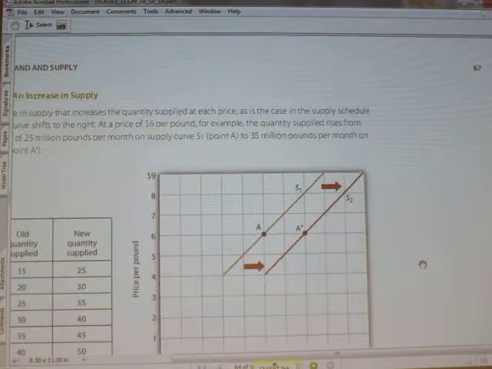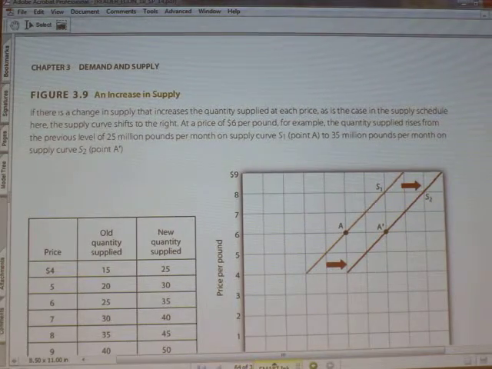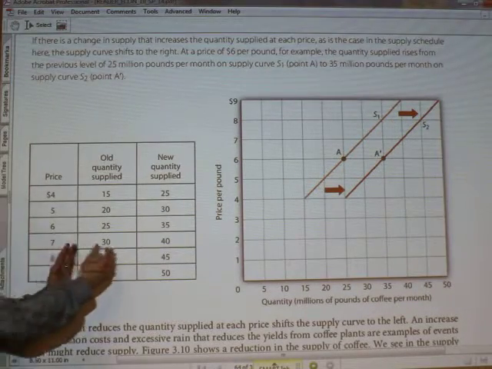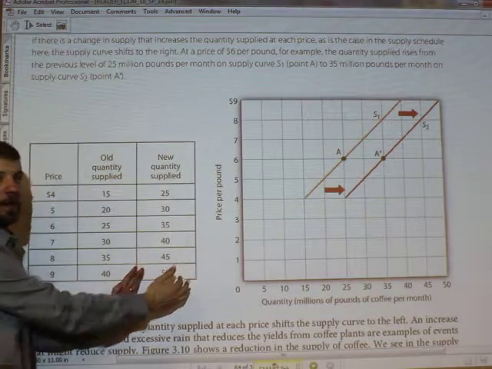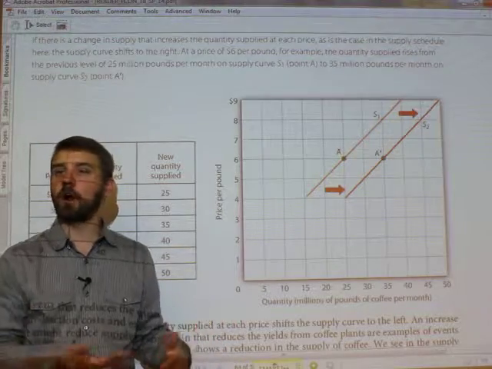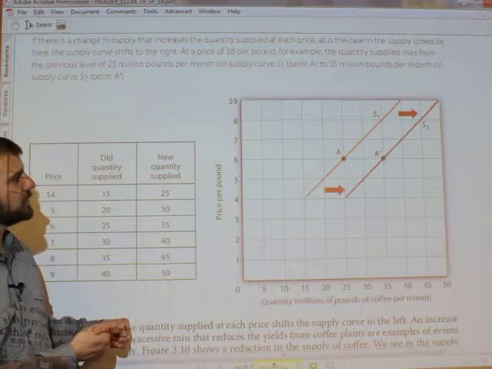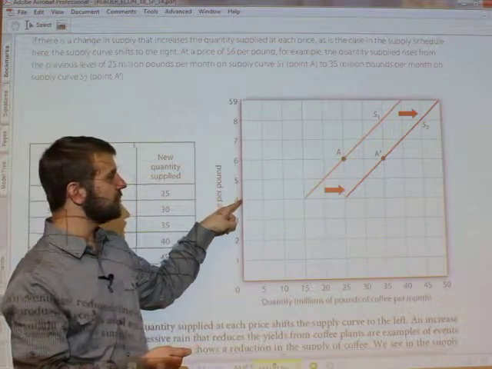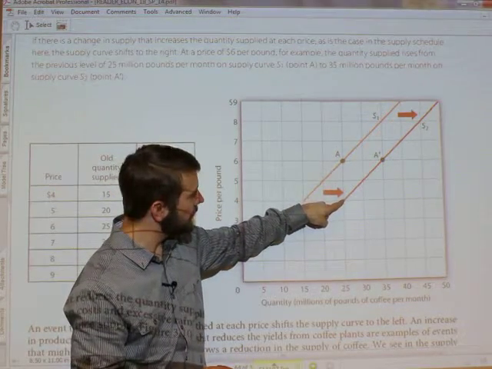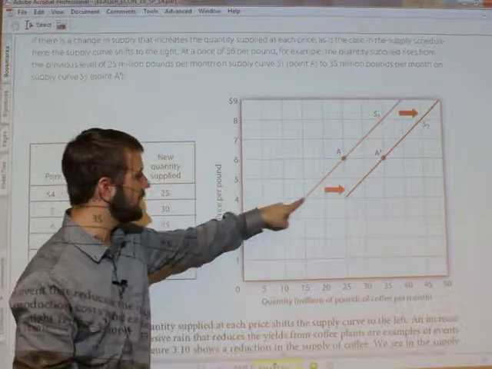Moving ahead, I'll just quickly mention this figure 3.9. Again, here we have a different supply schedule. So something happened. One thing that could have happened is the weather was very favorable in coffee growing regions. And so they have a bunch of coffee now. They grew more coffee than they otherwise would have. And so now, at a price of $4, coffee suppliers or producers are willing to supply 25 million pounds, whereas before, they were only willing to supply 15.